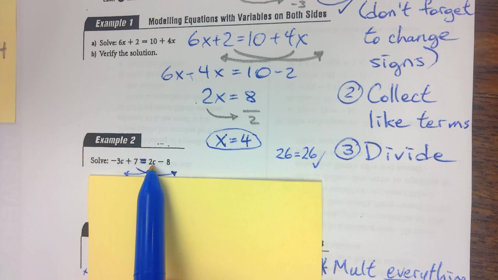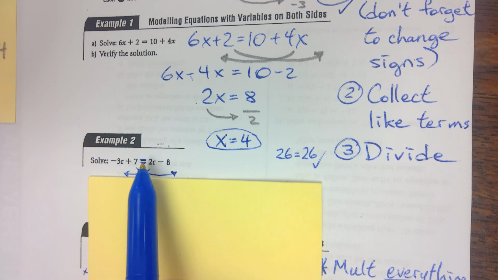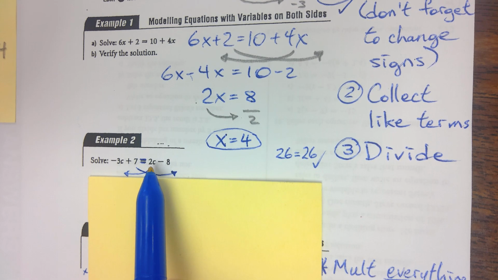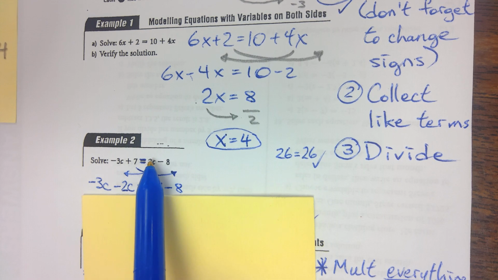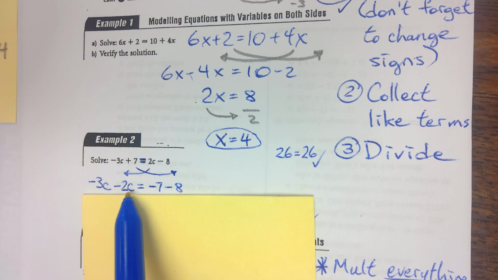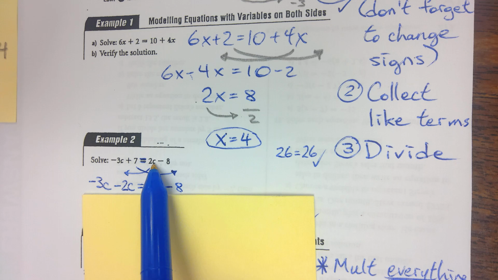Well, I want to separate it, and the easiest way to separate it is to move all the variables to the left, and then move all the numbers to the right. Okay. When I move it though, what do I have to do with the sign? So instead of positive 2c, it will become negative, right? Okay, so negative 3c minus 2c, and when I move that 7 over, it's negative 7 minus 8.